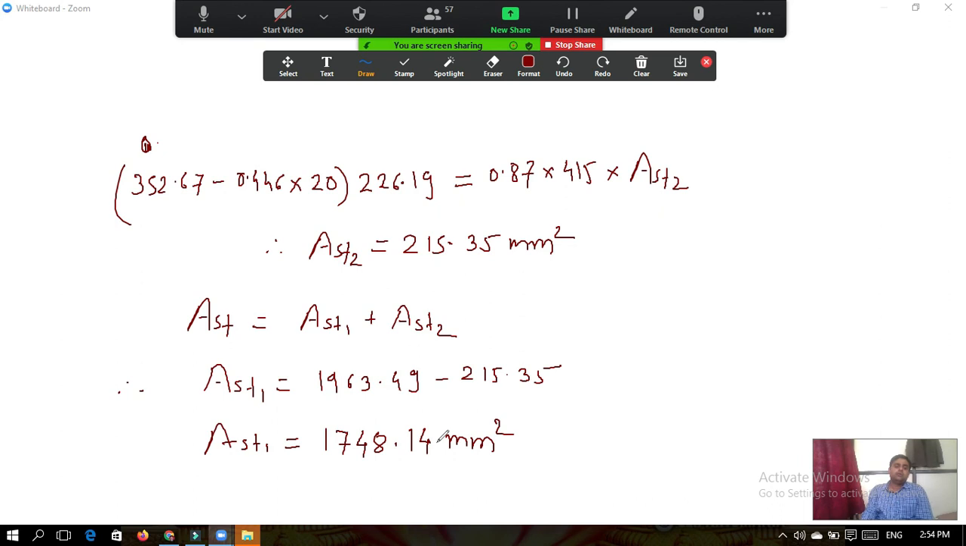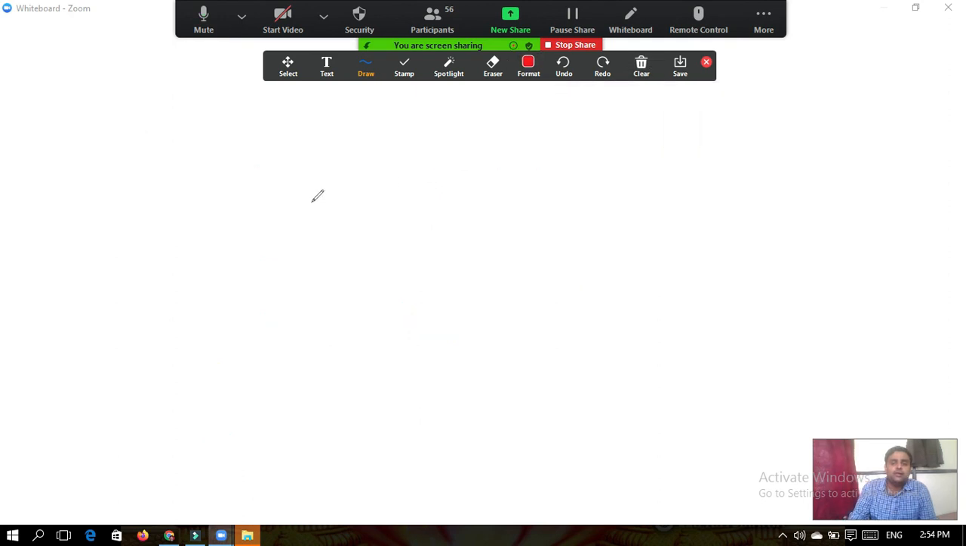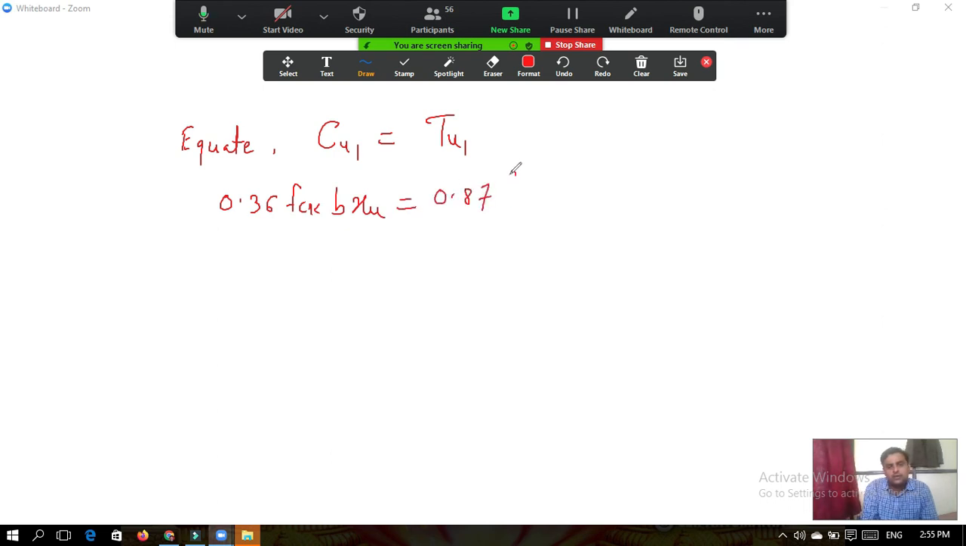Now, similar to the earlier problem, equate CU1 equal to TU1. If you equate CU1 and TU1, what will you get? 0.36 FCK B XU must be equal to 0.87 FY AST1. Just put the values, you will get the value of XU.